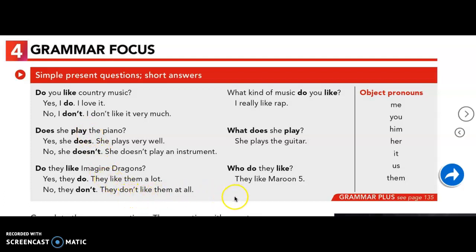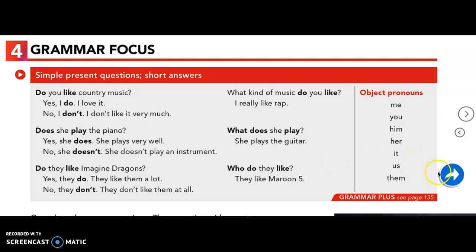For the information questions, we usually start with a question word or expression. In this case, the question expression is a little bit longer. What kind of music? Followed by the auxiliary verb, the subject, and the base form of the verb. The following two examples are a little bit simpler. What does? Who do? Followed by the subject and the base form of the verb. You answer these questions with complete sentences that give the requested information.